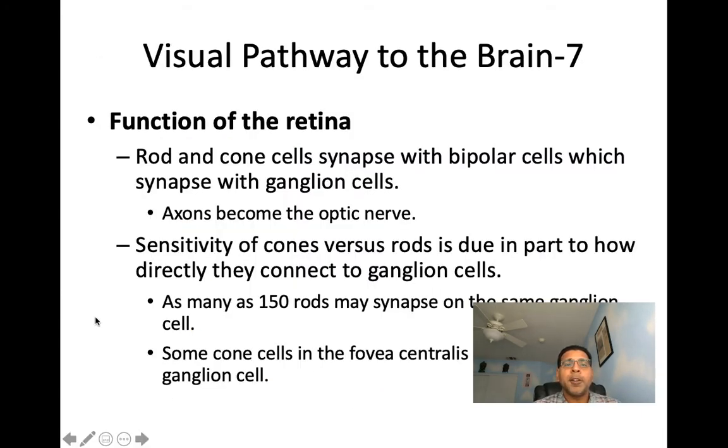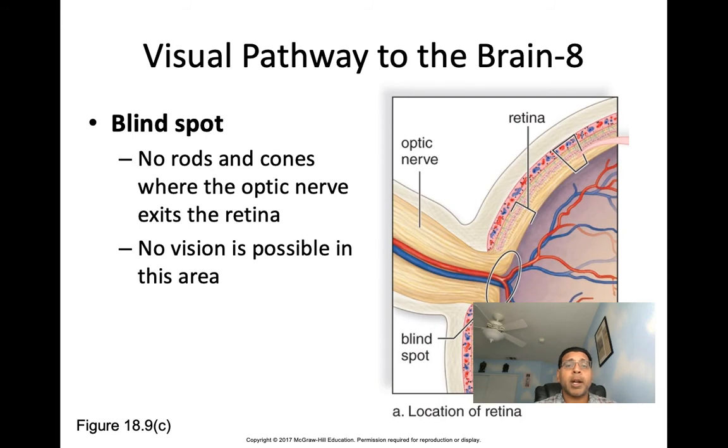Now, when we talk about the functions of the retina, rod and cone cells, they synapse with bipolar cells we saw, which are going to synapse then we saw with ganglion cells, whose axons become, we said, the optic nerve. Sensitivity of cones versus rods is due in part to how directly they connect to ganglion cells. As many as 150 rods may synapse on the same ganglion cell. Some cone cells in the fovea centralis activate only one ganglion cell. Next, then, let's check out our blind spot.